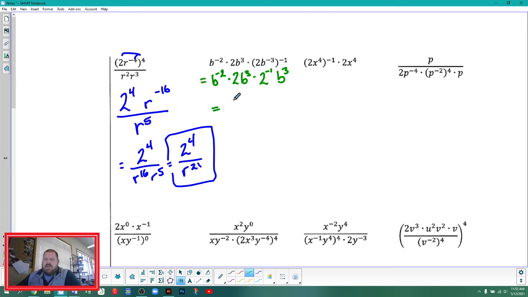Okay, so let's go ahead and do that. On top, I'm going to have 2b cubed and another b cubed. So that's going to be 2b to the 6th. And on the bottom, I'm going to have 2b squared. The 2's cancel. Quotient rule here, I'm left with just b to the 4th because 6 minus 2 is 4.